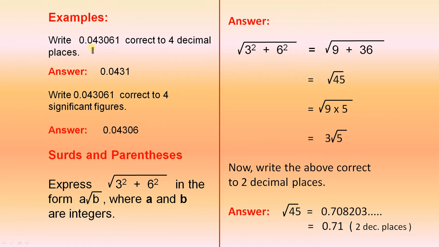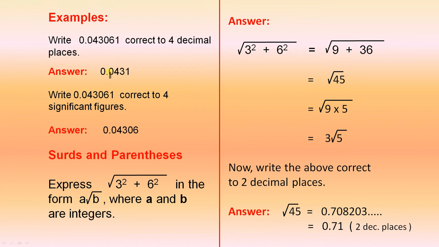Write 0.043061 correct to 4 decimal places. All that means is you have to have 4 digits after the decimal point. So you don't just take the first 4 here. You've got to look at the next digit here. See that? That's a 6. Now the rule I follow, if that's a 5 or above, I add 1 to this digit here.